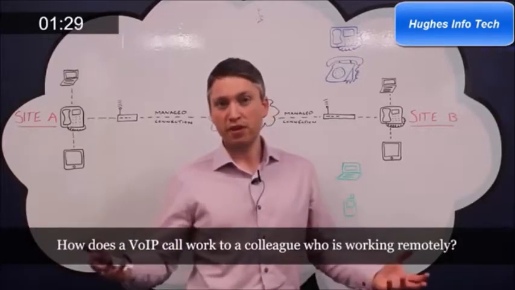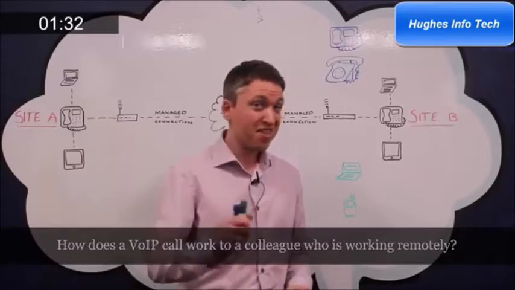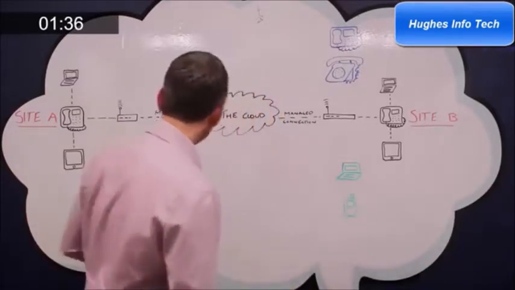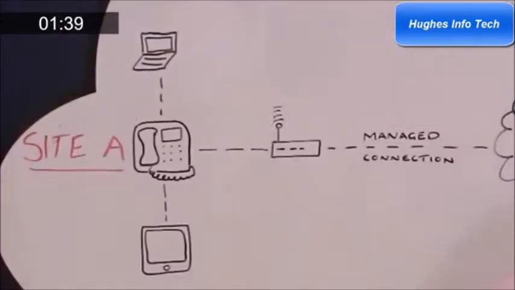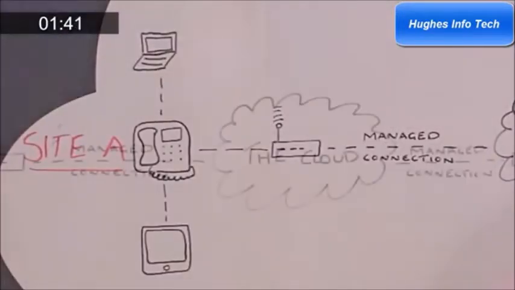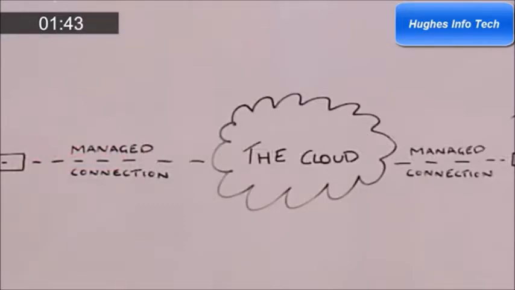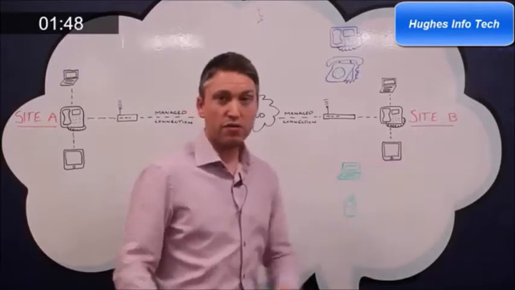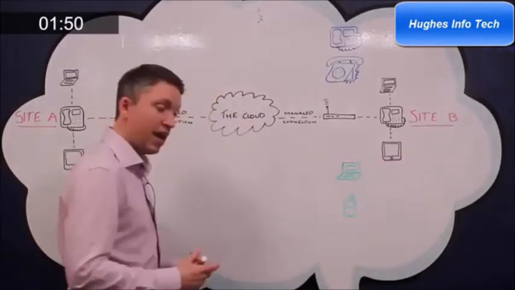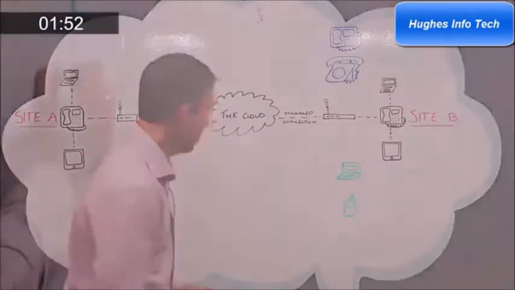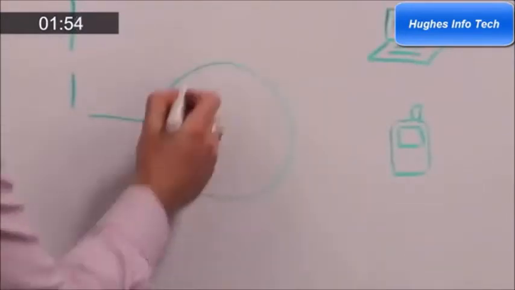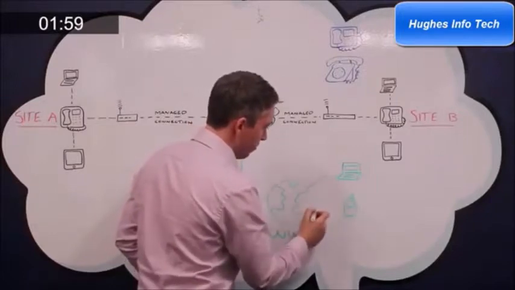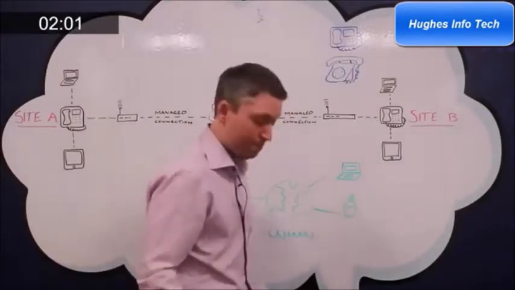So how do you make a business VoIP call to a colleague that might be working remotely or is based in the field, for example? Well, it's essentially the same process, just with one very, very slight modification. So you originate your call over here. The voice is carried over the managed data connection into the cloud. The cloud recognizes that you're contacting a colleague that isn't at your second site over here, and pushes the data out onto the public internet, like this. And it pushes the data out to the device that your colleague's using.